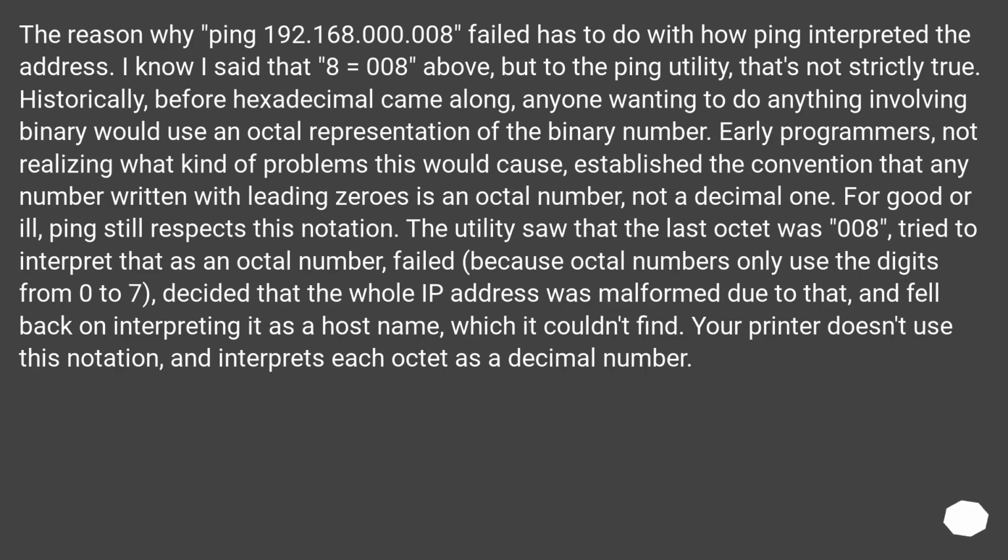For good or ill, ping still respects this notation. The utility saw that the last octet was 008, tried to interpret that as an octal number, failed, because octal numbers only use the digits from 0 to 7, decided that the whole IP address was malformed due to that, and fell back on interpreting it as a host name, which it couldn't find. Your printer doesn't use this notation, and interprets each octet as a decimal number.